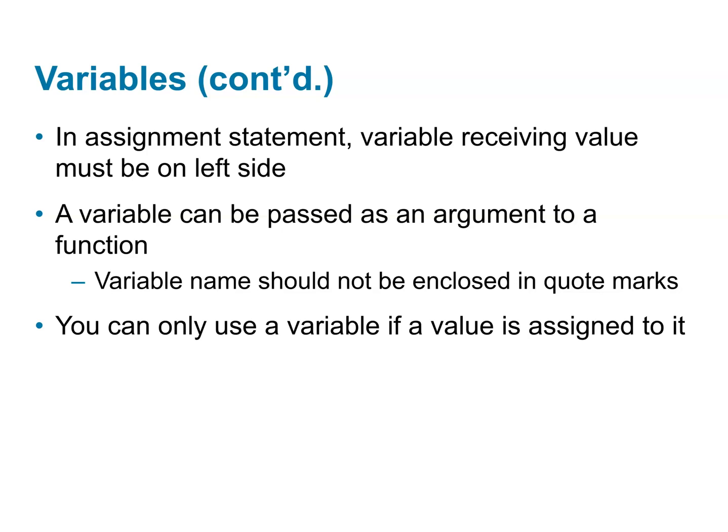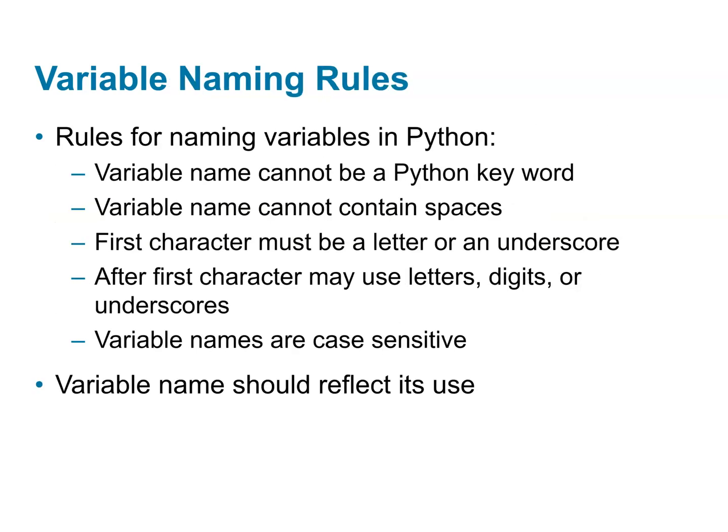A variable can be passed as an argument to a function. Variable names should not be enclosed in quote marks because then they'll be treated like strings. You cannot use a variable if a value is not assigned to it. So if you say print x and x is nothing so far, it can't print it. You'll get an error.